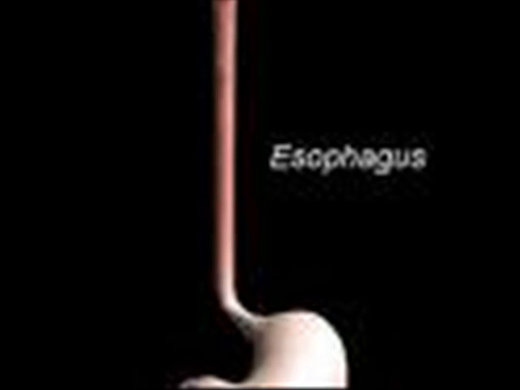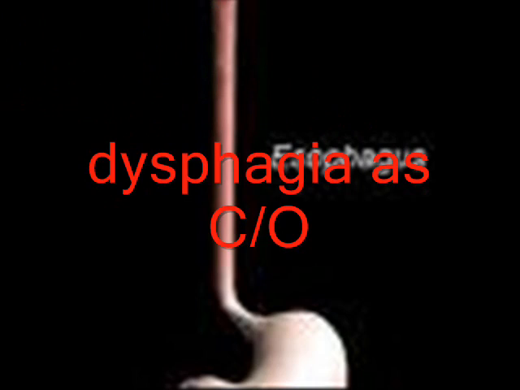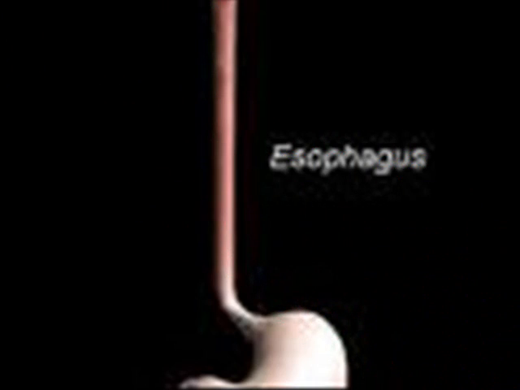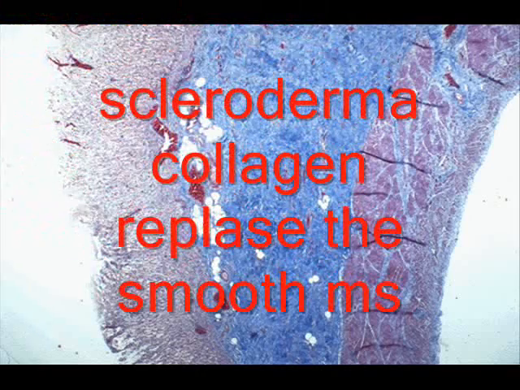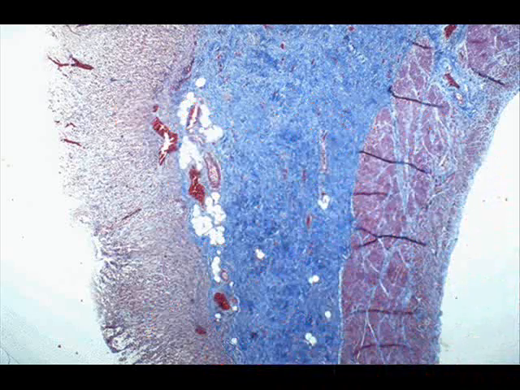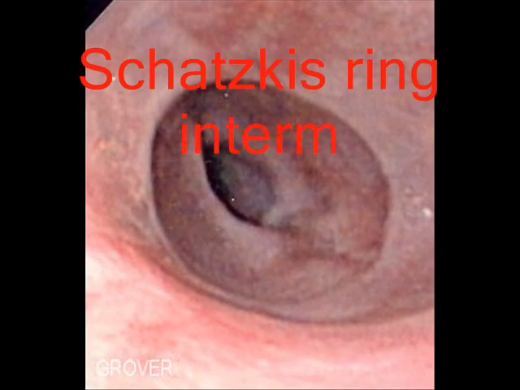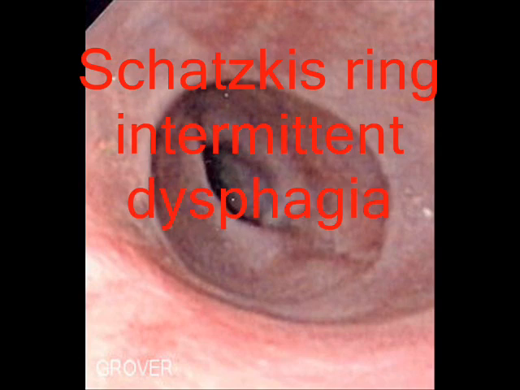Hi everybody, we're going to start with the esophagus and the differential diagnosis of dysphagia, starting with achalasia, in which the lower esophageal sphincter fails to relax. On the other hand, in scleroderma, collagen replaces the smooth muscle of the esophagus. Next is the Schatzki ring, which leads to intermittent dysphagia.